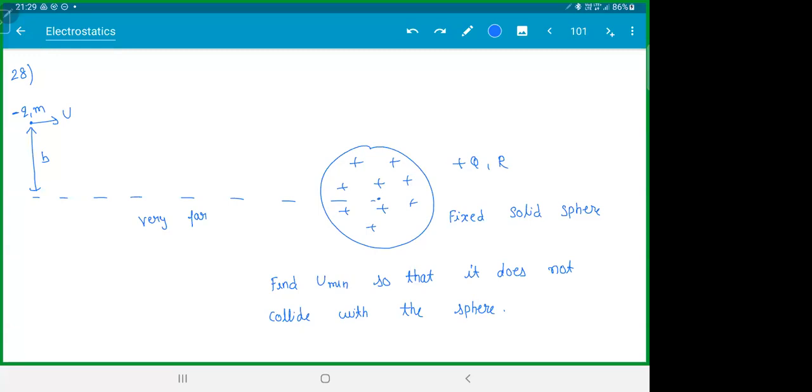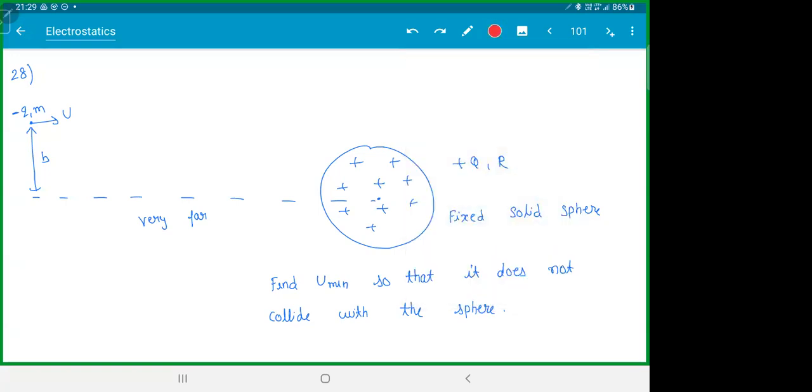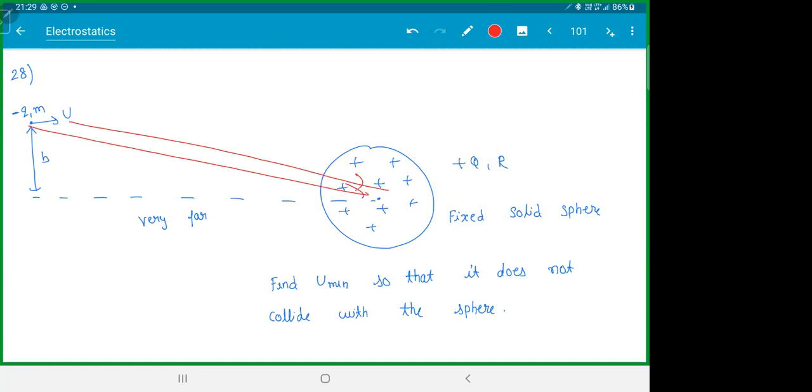Great. Now, we have three conservations. What conservations can I use? Can I use linear momentum? No. Why? External force. Who is that external force? That big sphere's attraction, na? Yes. So linear momentum is gone. Can I conserve energy?